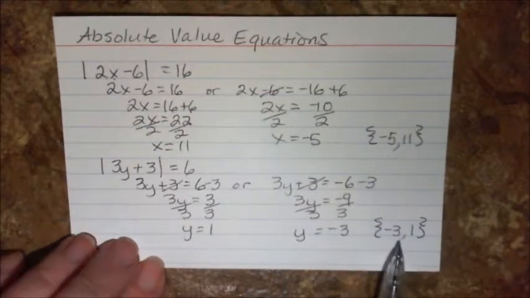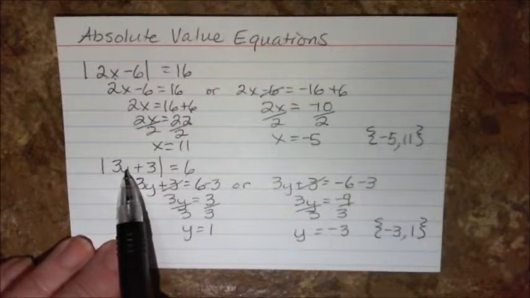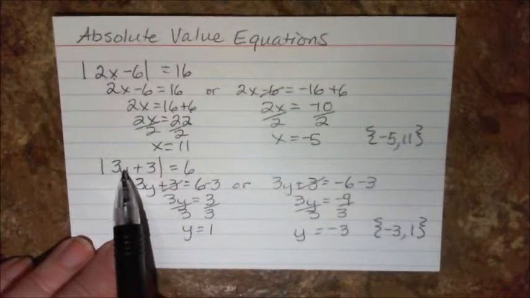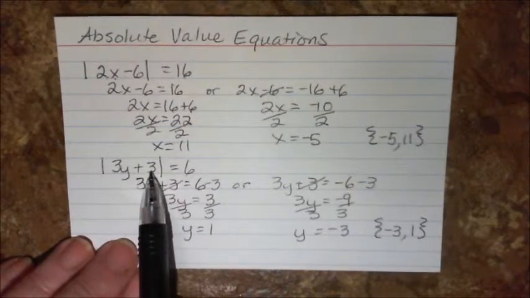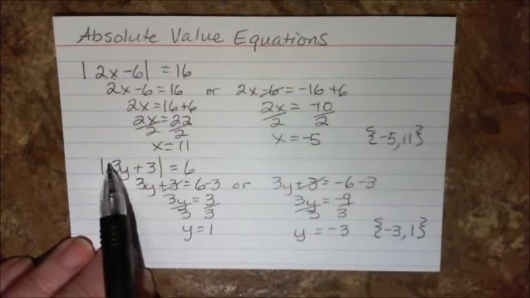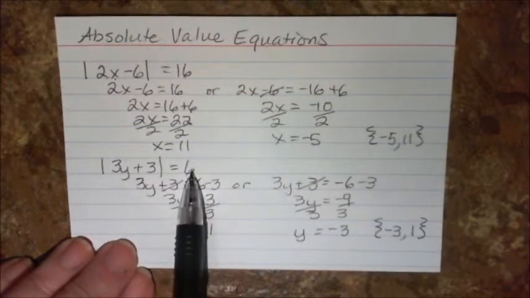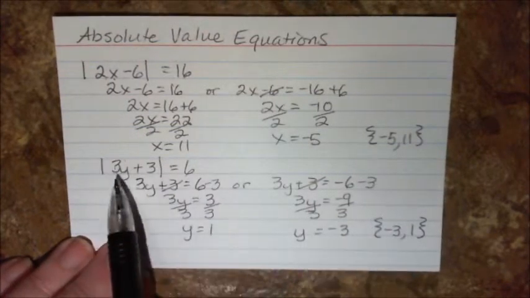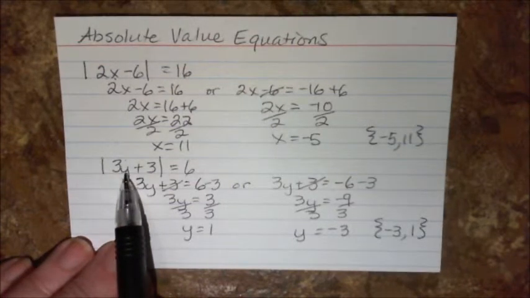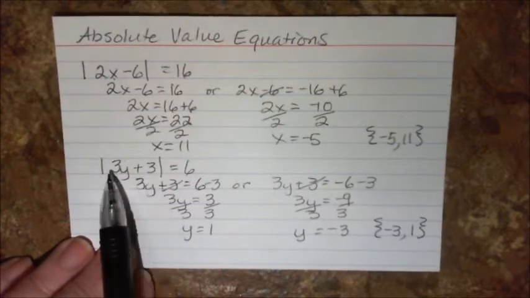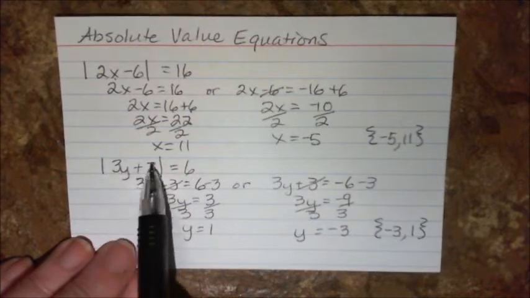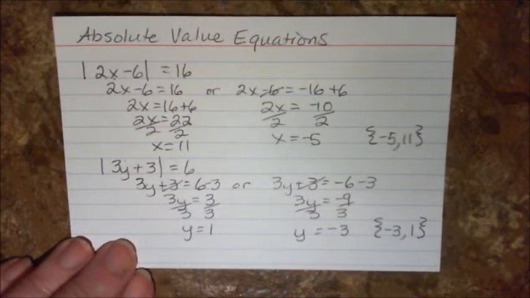And let's check to make sure they work. 3 times negative 3 is negative 9. Negative 9 plus 3 is negative 6, and the absolute value of negative 6 is 6. That's true. Let's look at 1. 3 times 1 is 3, plus 3. That's 3 plus 3 is 6. Absolute value of 6 is 6. That's true.